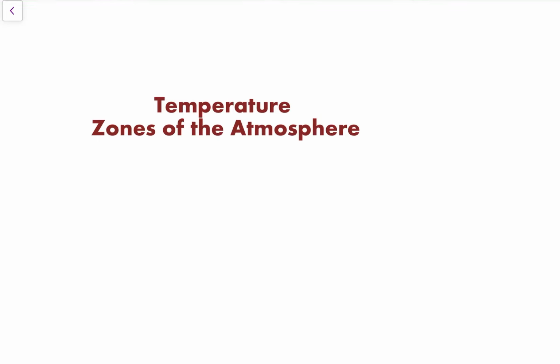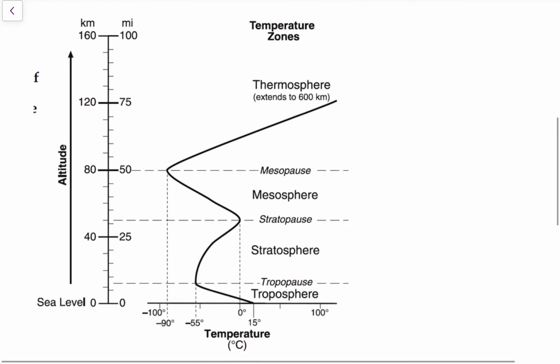Hi everyone, in this video we are going to be looking at the temperature zones of the atmosphere. Up to this point we've looked at the atmosphere diagram and established the altitude and how altitude changes as you move up and down the atmosphere, looking at the different layers of the atmosphere and identifying how big they are and how high up in the sky they go.